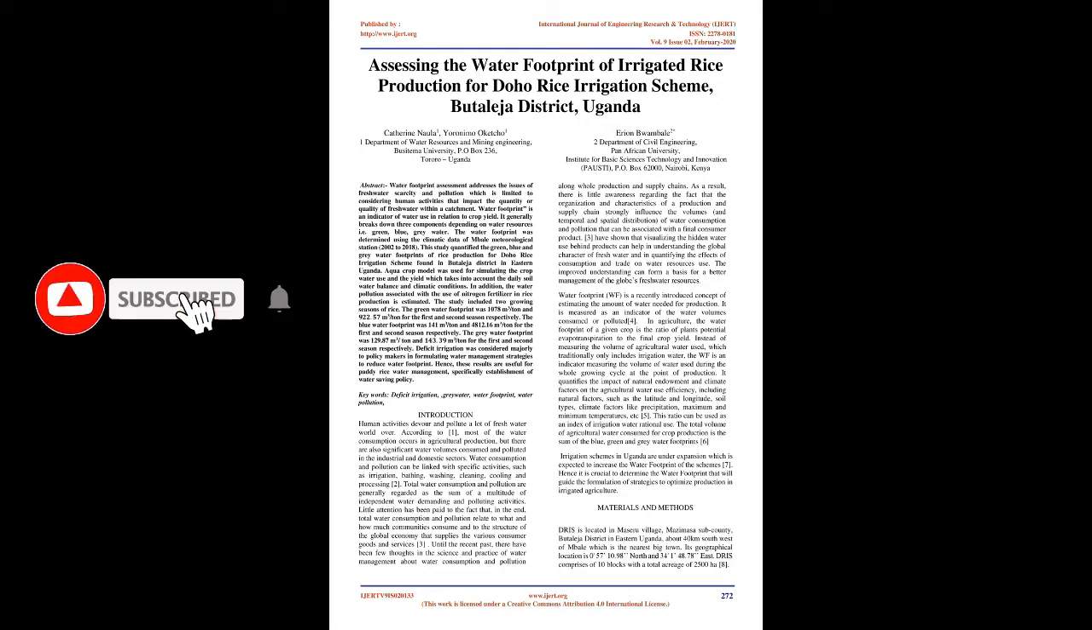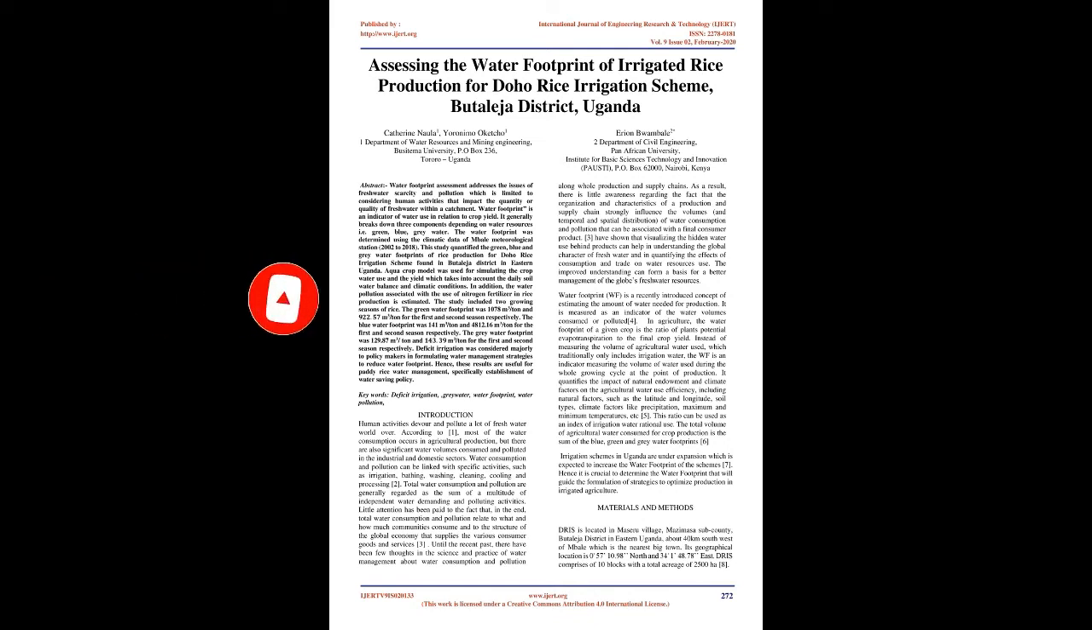Introduction. Human activities devour and pollute a lot of fresh water the world over. According to one study, most of the water consumption occurs in agricultural production, but there are also significant water volumes consumed and polluted in the industrial and domestic sectors. Water consumption and pollution can be linked with specific activities, such as irrigation, bathing, washing, cleaning, cooling and processing too. Total water consumption and pollution are generally regarded as the sum of a multitude of independent water-demanding and polluting activities.